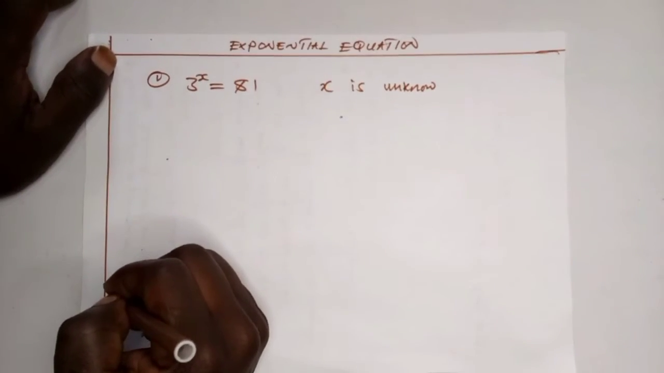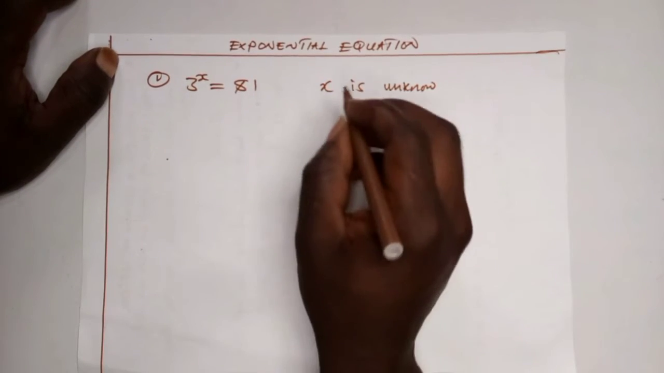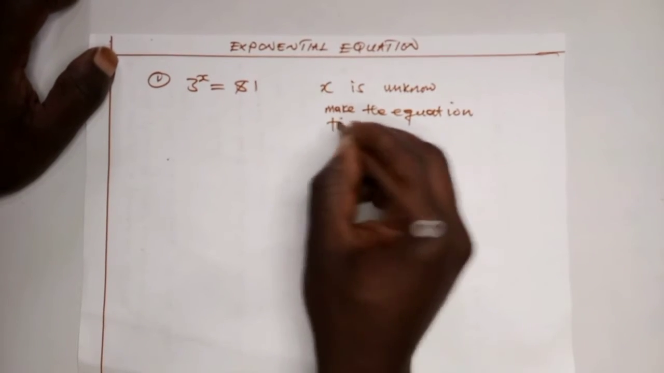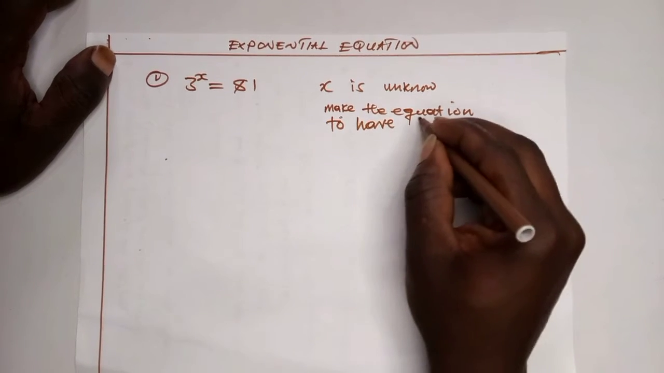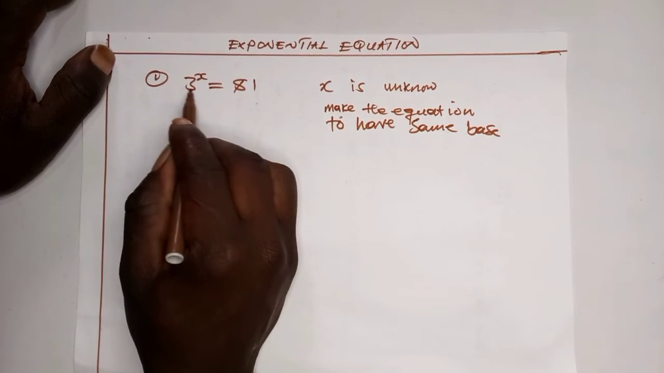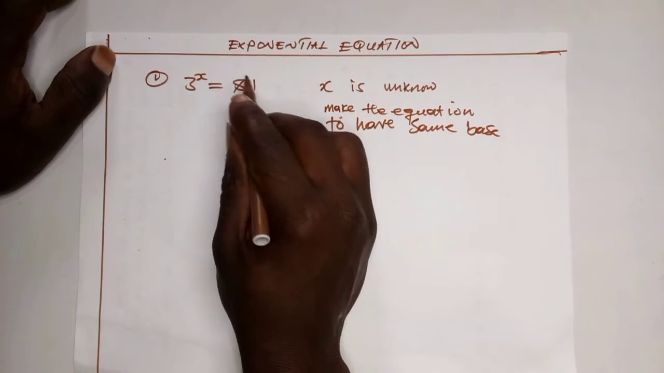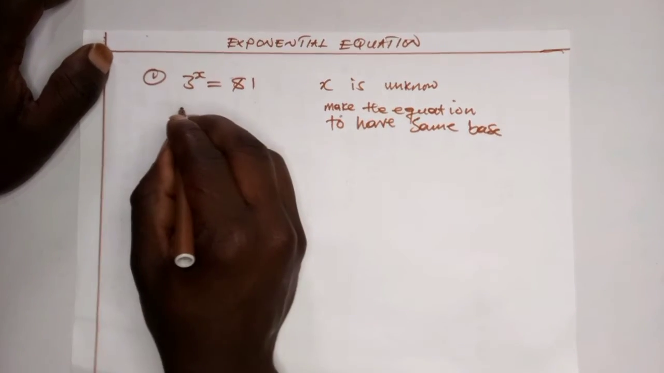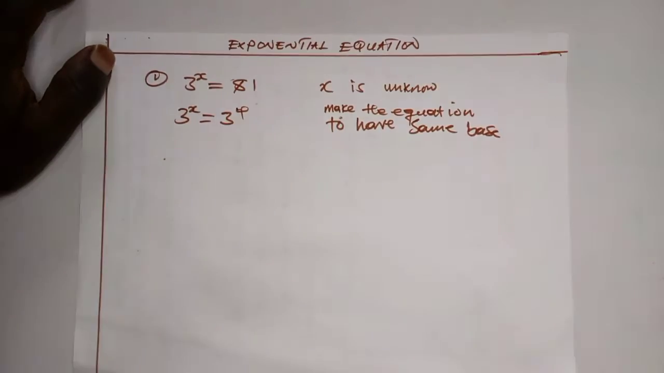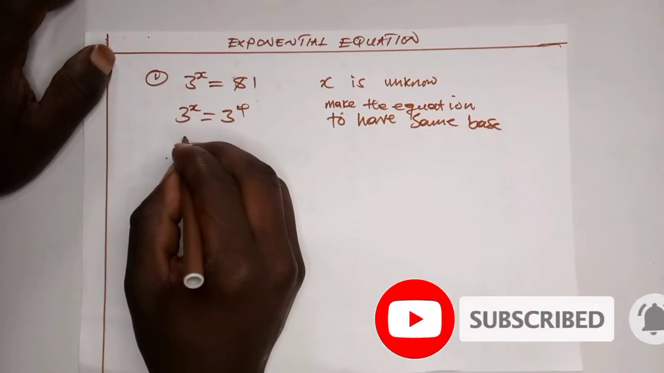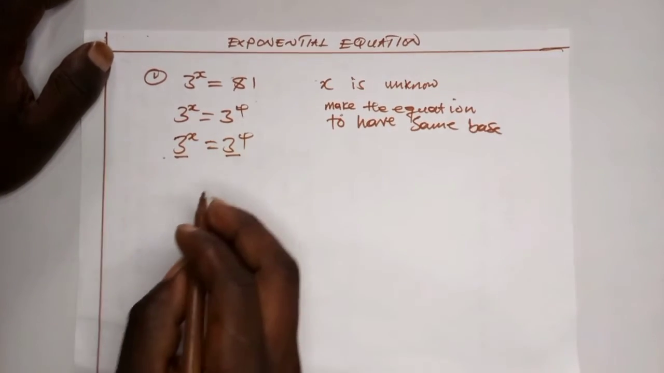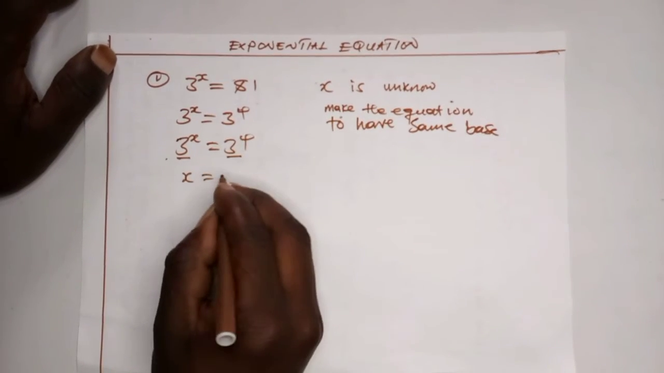So the way we can solve this kind of question, you have to make the equation have the same base. What do I mean by base? As you can see, 3 is common. So what you have to do is deduce this 81 to be base 3, in which it will be 3 power x equals 3 power 4, because 3 power 4 is 81. So 3 power x equals 3 power 4, in which the bases are the same. What you have to do is equate the powers, in which it will be x equals 4.